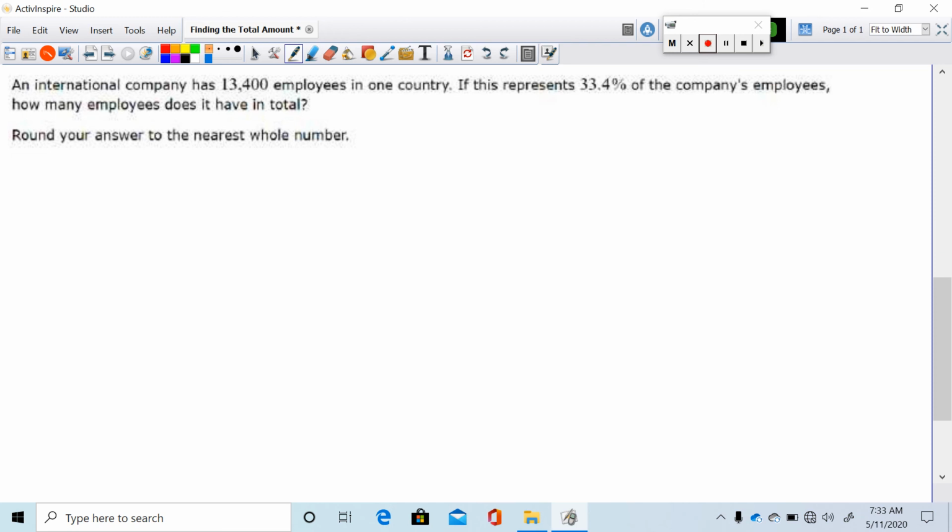An international company has 13,400 employees in one country. So 13,400. If this represents 33.4%, that's the percentage of the company's employees, how many employees does it have in total? So we are going to do 13,400 divided by, get rid of the percent, move the decimal 2 places to the left, 0.334. So when you do that, you get 40,119.7.